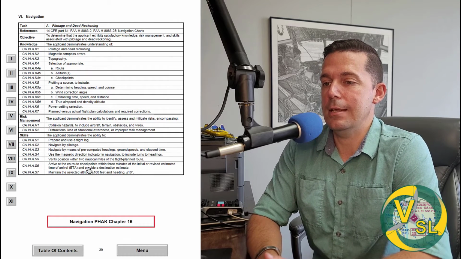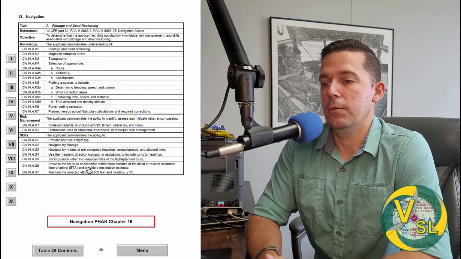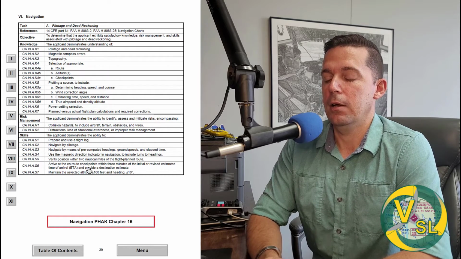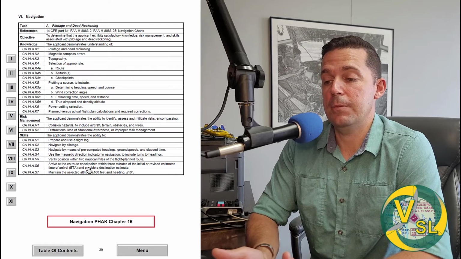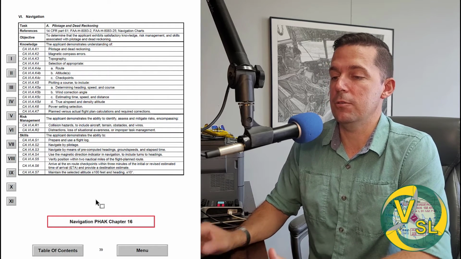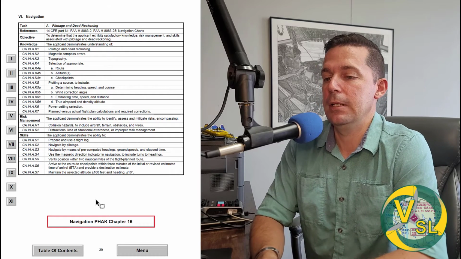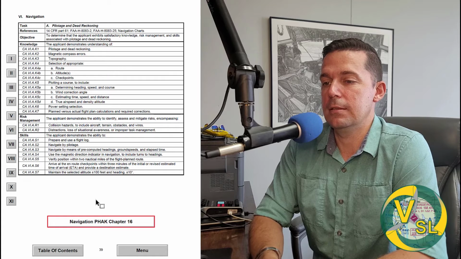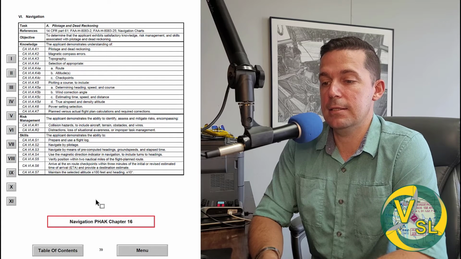This is skill 6. And the first task here is pilotage and dead reckoning. We can find navigation information in Chapter 16 of the Pilot Handbook of Aeronautical Knowledge. I've got that linked right there. So Chapter 16 is where we're pulling this from. Our first one, pilotage and dead reckoning, this is task A, and it has 7 skills.